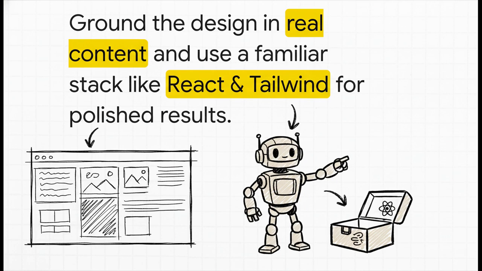And here are two more super simple but crazy effective tips. First, give the model real content to work with, not just lorem ipsum. Real words and headlines shape a design in a way that placeholder text just can't. And second, use a tech stack it knows like the back of its hand. I'm talking React and Tailwind. GPT 5.4 is an absolute wizard with those two.